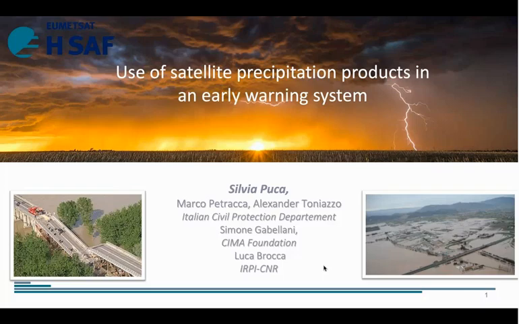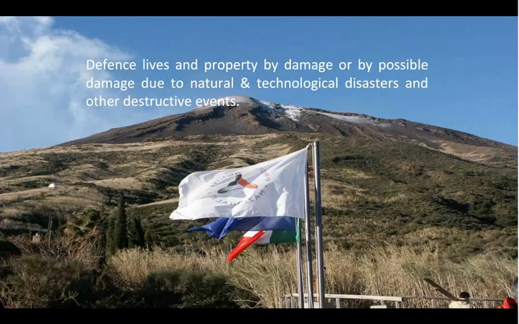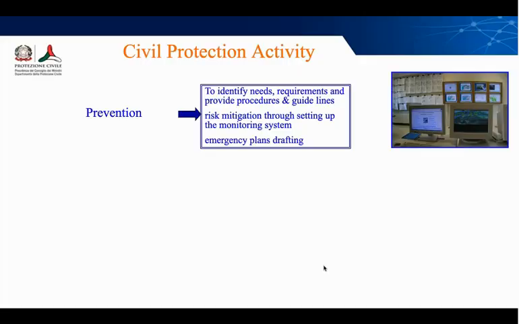So the mandate of the civil protection is to defend lives and property from damage, or possible damage, due to natural and technological disasters and other destructive events. Risk management is composed of mainly three phases. The first one is prevention, which means identifying the needs and requirements, risk mitigation, and of course the emergency plans.